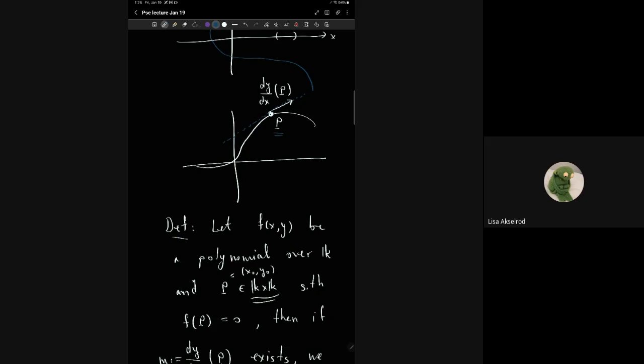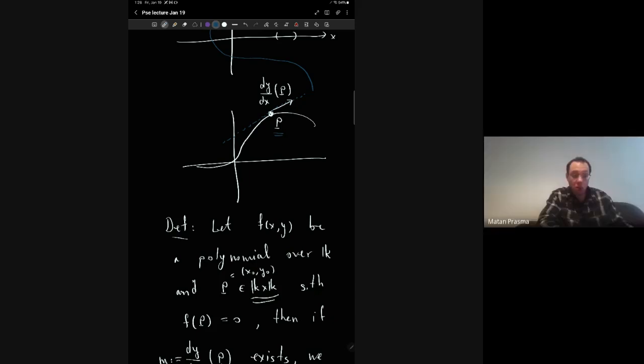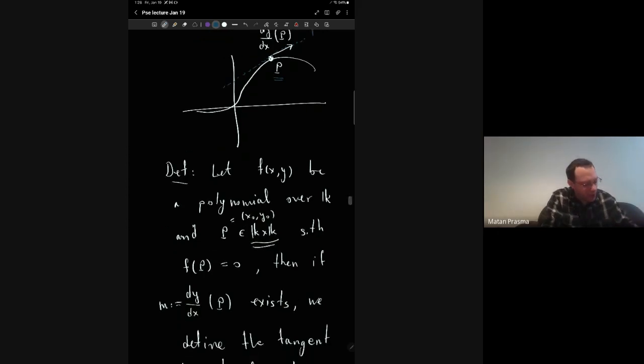I'm not sure I understand why we want f at point P to be equal to 0, because on the graph above it is not 0. No, I did not say 0. We say f at P. When I say f at P equals 0, it means that P is in the solution set of f.